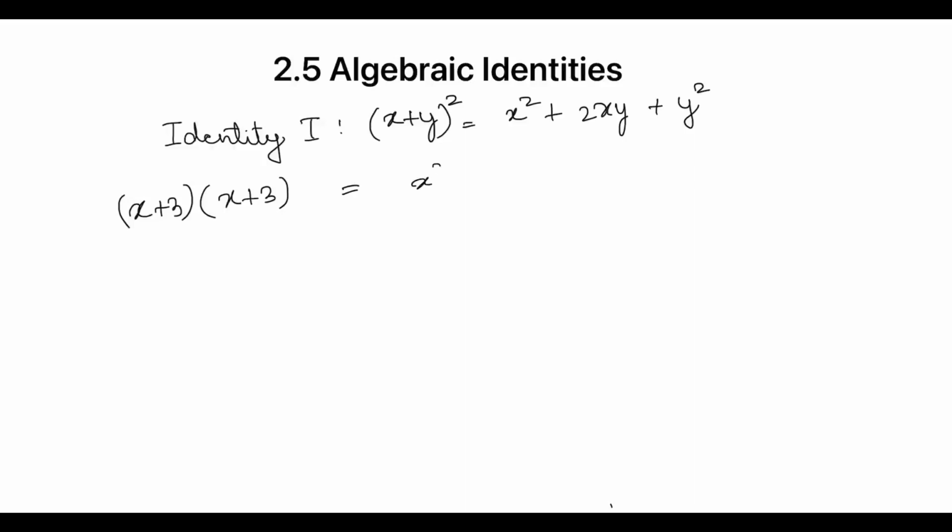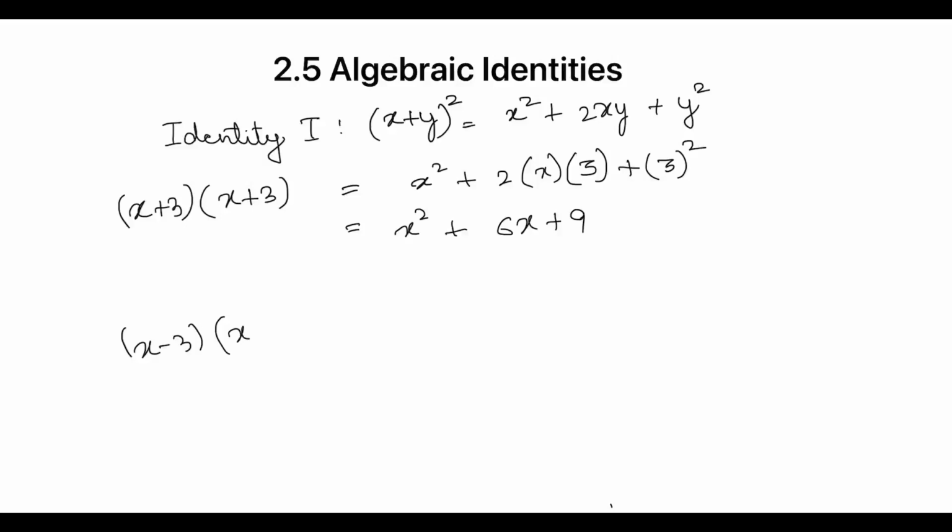So, we would get x square plus 2 into x into value of y, which is 3, plus value of y, 3, to the power of 2. So, you get x square plus 6x plus 9. Let's say we have another statement, (x - 3) multiplied by (x + 5). Now here the values minus 3 and 5 are distinct.